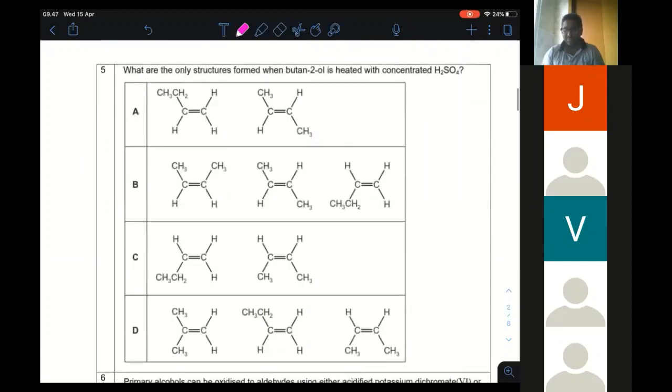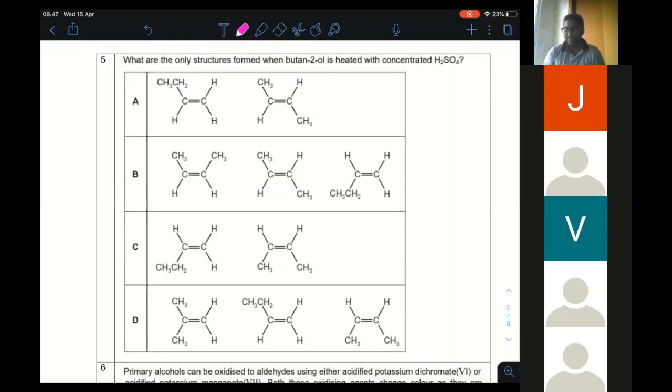Now, which are the only structures formed when butan-2-ol is heated with concentrated H2SO4? So if you have butan-2-ol, I'm going to heat it with concentrated H2SO4. Concentrated H2SO4 or concentrated phosphoric acid, another one, I think, hot aluminium oxide, all these are known as dehydration reagents, where they can dehydrate. It means remove the water from the alcohol.